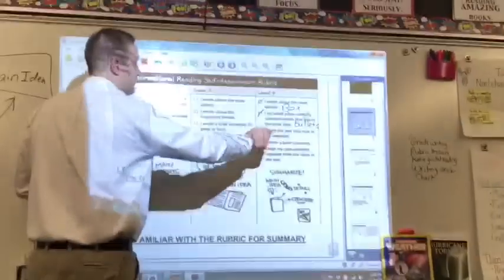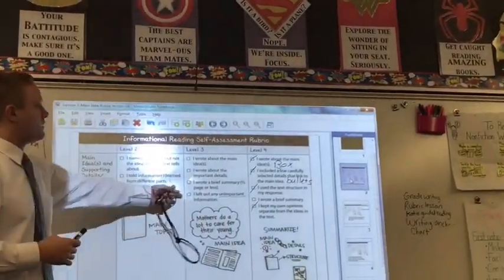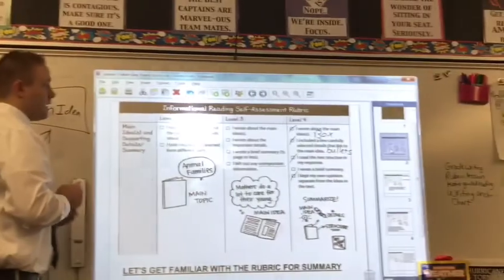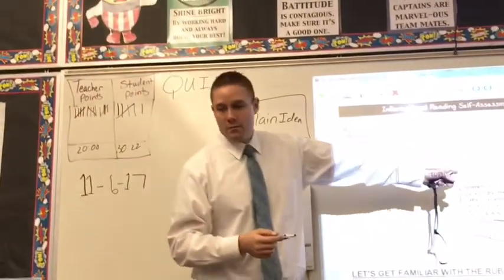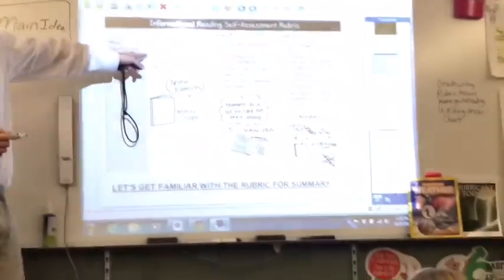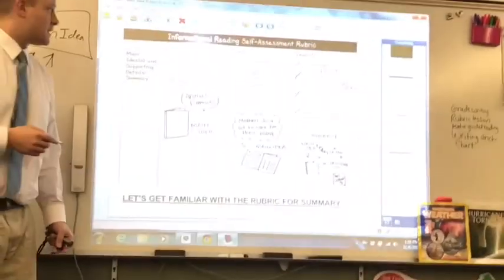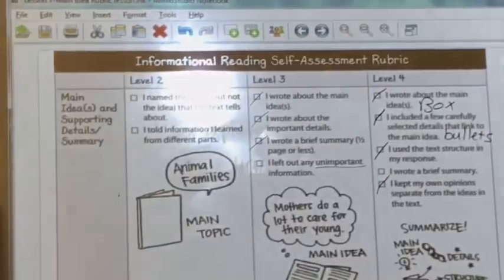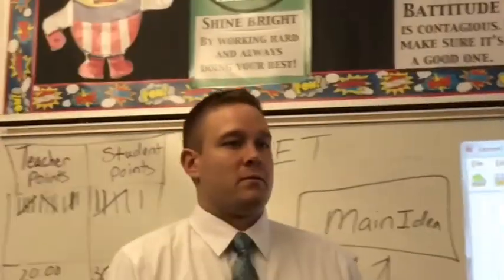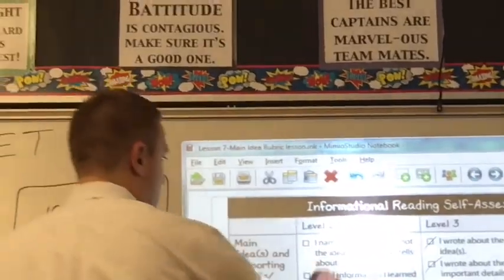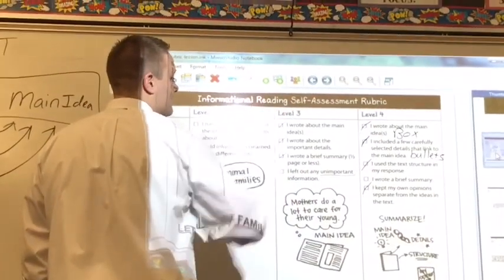So you're going to go through. If you didn't get all the boxes marked at a level 4, you're going to go down to a level 3. And you're going to mark off what you have. If you don't fill in all the boxes on this one, you're going to go to a level 2. I named the topic, but not the idea that the text tells about. So basically you're just going to tell me, here's the main idea. So you're not really giving me your bullets. And you're going to tell me what you learned from the text. So basically a level 2 is your box, but no bullets.